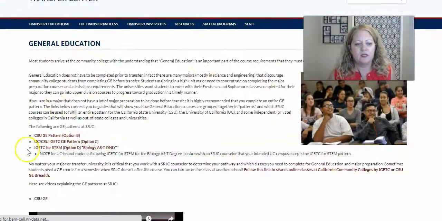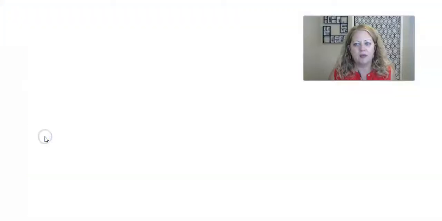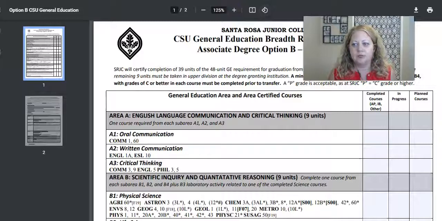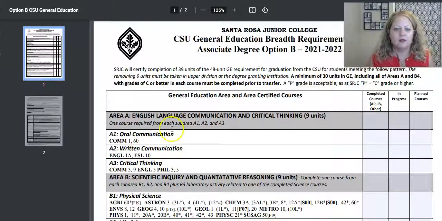And then you can see the three different GE patterns for SRJC that are transferable. So CSU GE pattern option B is what we're going to be working with here. All right, so here you can see the GE pattern.